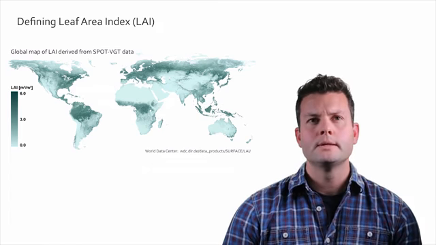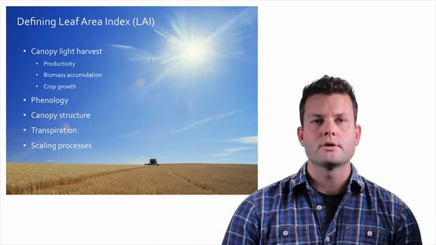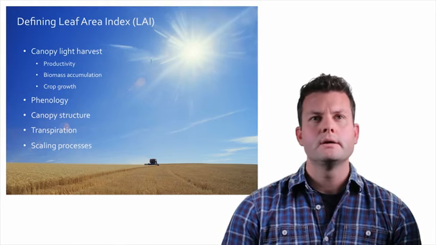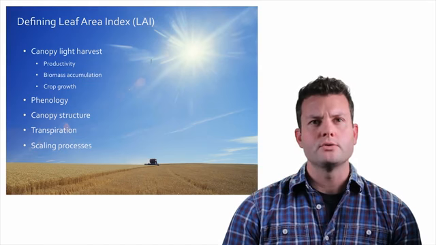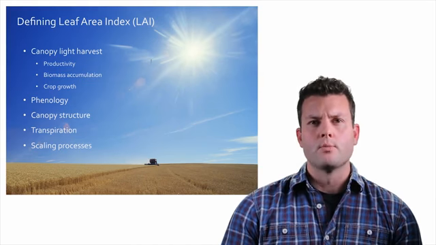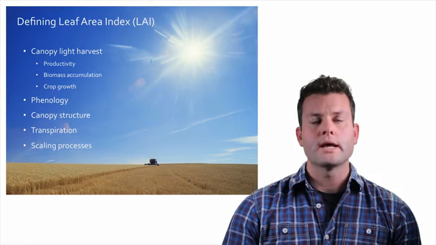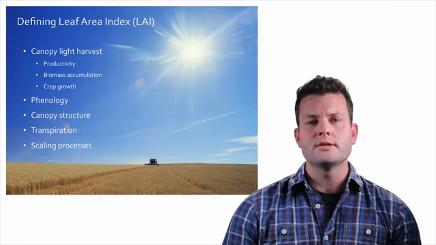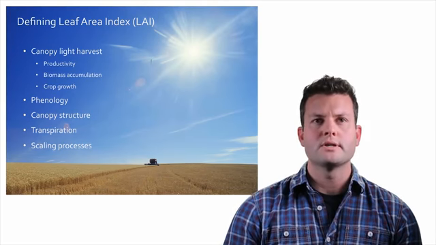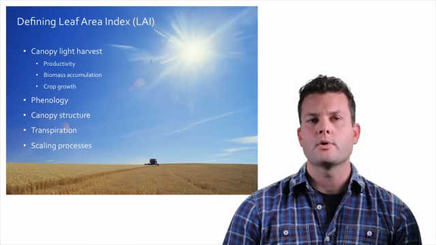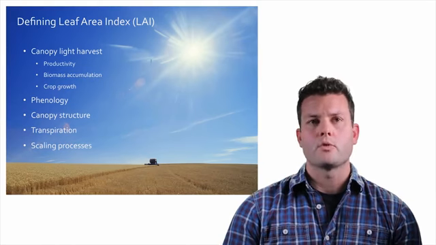So a few other reasons why LAI is so important, and I'm sure that you can come up with more, but just a few that I have listed here. One of the really important things that LAI is related to is light harvesting. You can imagine that the more leaf material that we have in a canopy, the more capacity there is to absorb light energy from the sun. And that light energy then is used to drive plant productivity, primary productivity, through the uptake of carbon dioxide from the atmosphere and fixing it into carbohydrates. This is related to biomass accumulation, crop and forest growth.